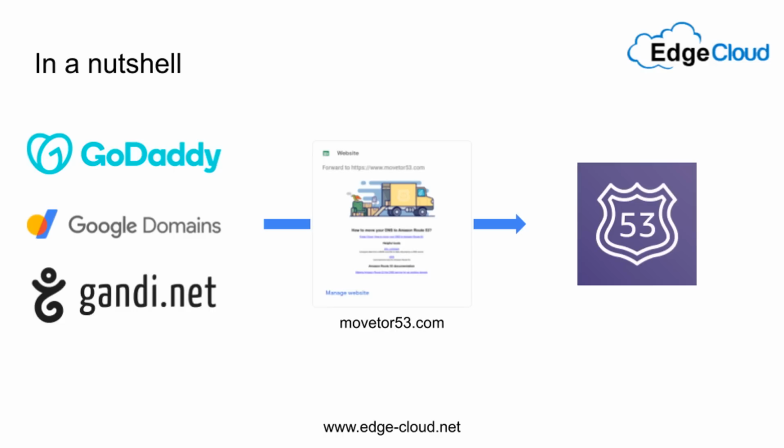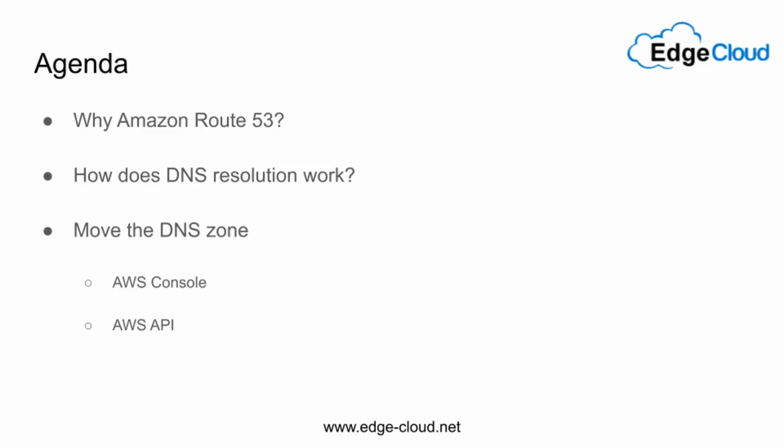While we will be using Google Domains as an example for the current provider, the demonstrated steps are also applicable to other DNS providers such as GoDaddy or Gandi. Let's get started. First, we will provide a brief overview of the benefits of Route 53. Next, we will have a look at how DNS resolution actually works. This will help us better understand the steps involved for moving the domain, but it will also help us understand what could go wrong. Next, we will move the DNS zone for our domain. We will see steps both for using the AWS console as well as using the AWS API.